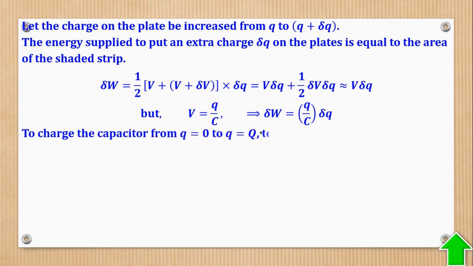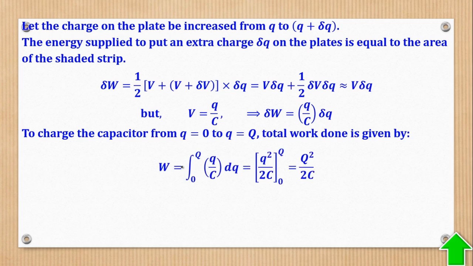What about the total work done? To charge the capacitor from a 0 charge up to a charge of capital Q, the total work done will be given by integration. So you integrate from 0 to capital Q of this small work done. But what you realize is that this was small change in Q, but now when you put an integral sign, it becomes dQ, to mean that you're going to integrate with respect to Q.